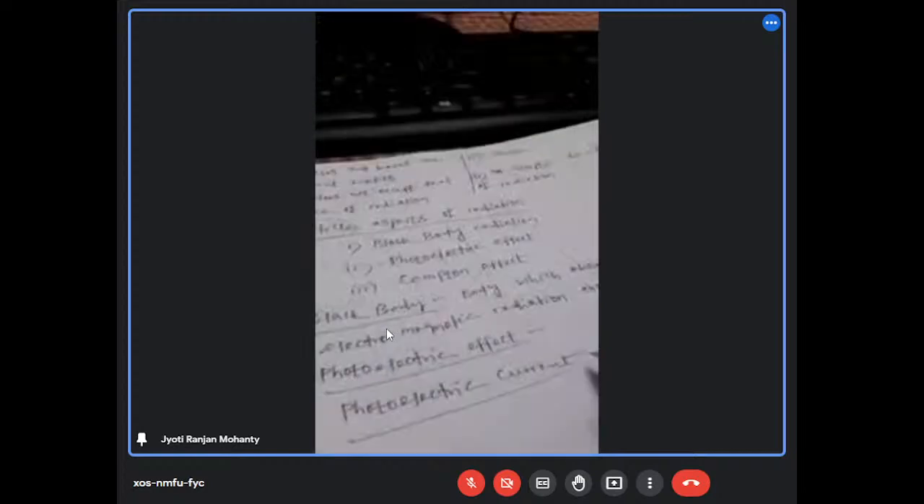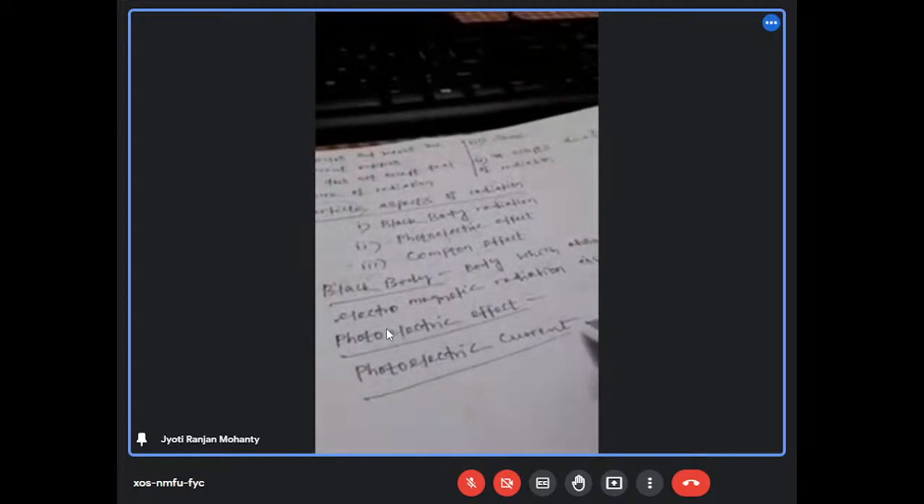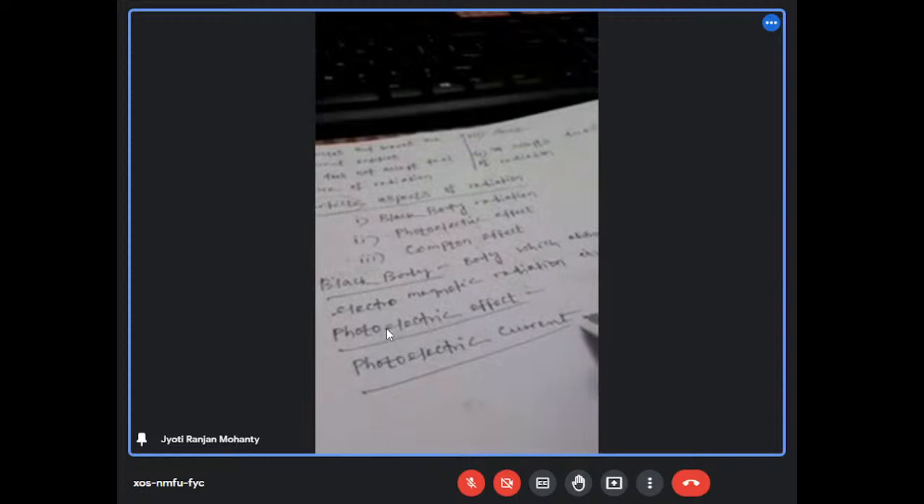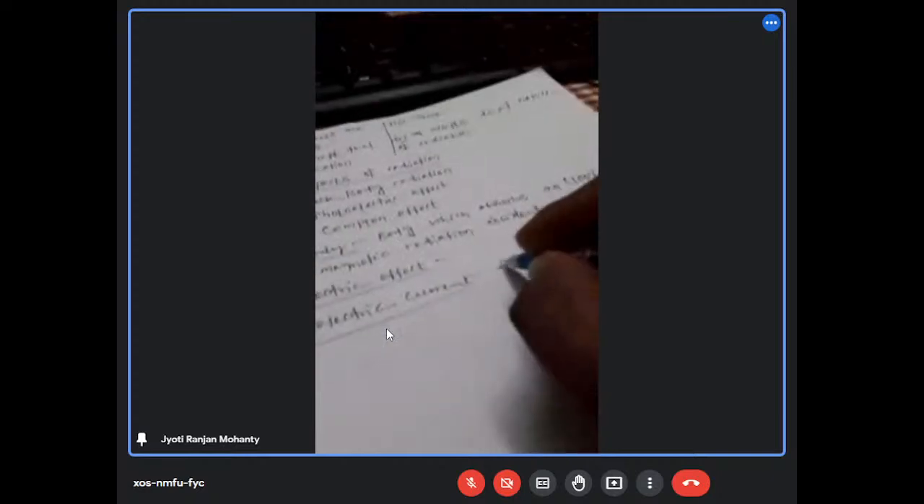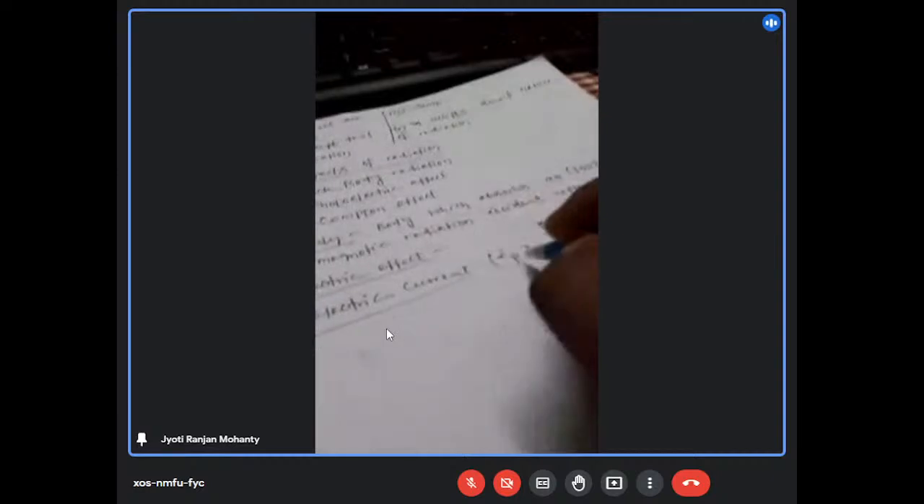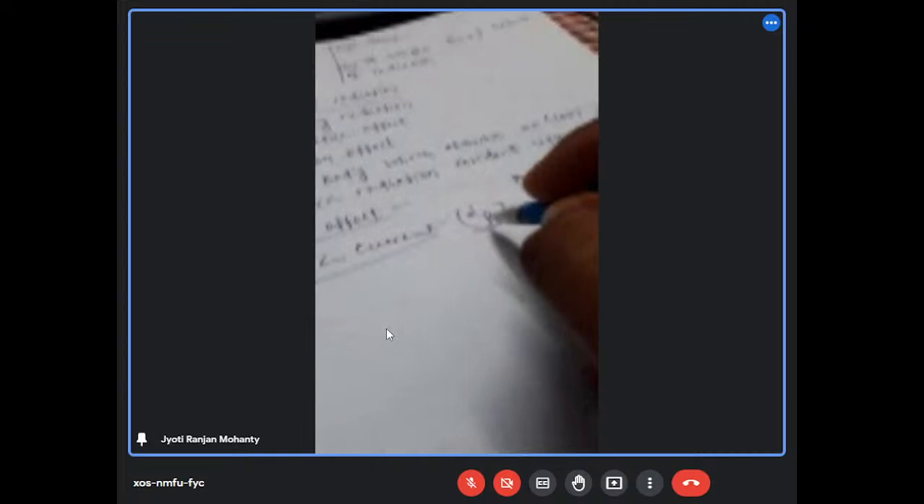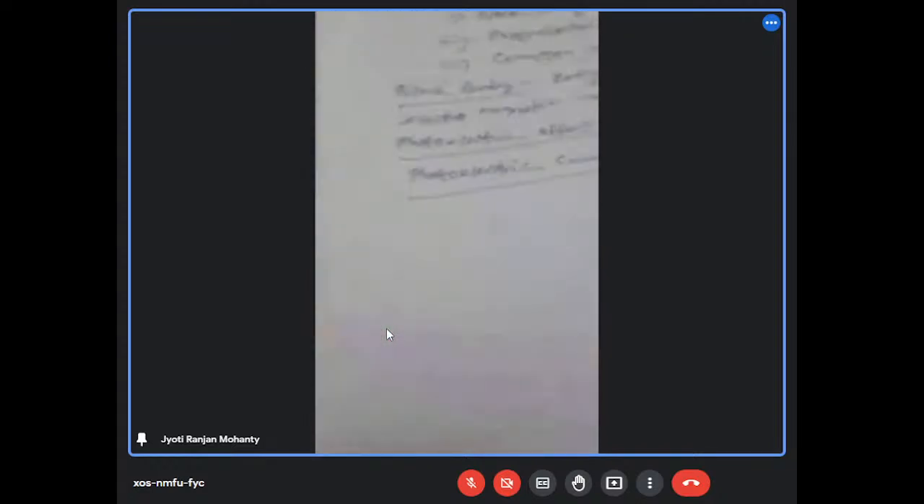The emitted electrons give the current developed in a circuit, which is called photoelectric current. That photoelectric current I can take the symbol as IP, so IP means photoelectric current. That is your photoelectric current.